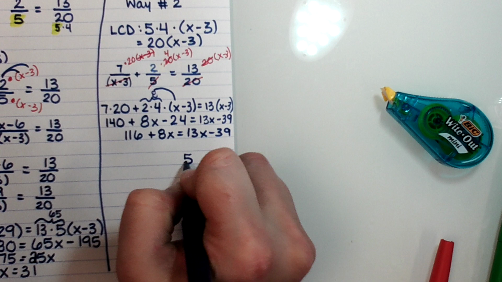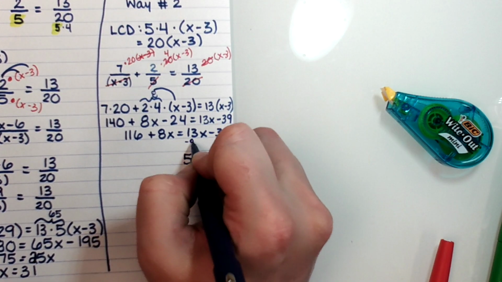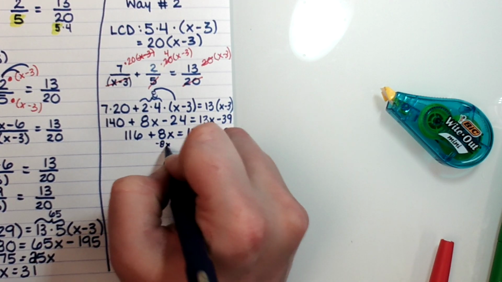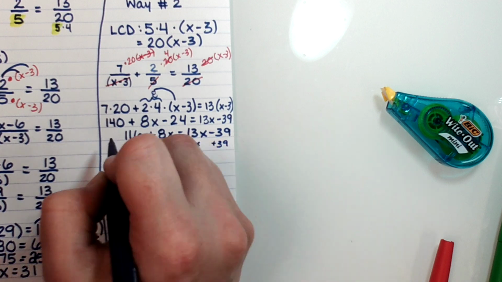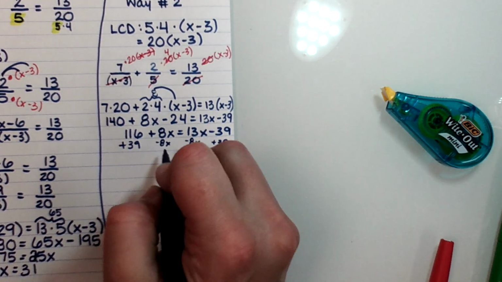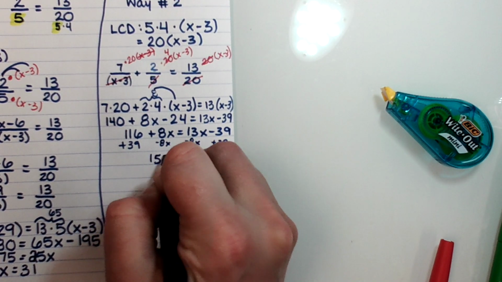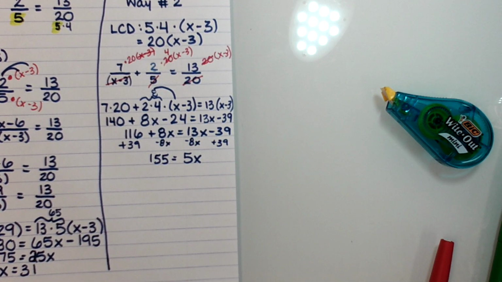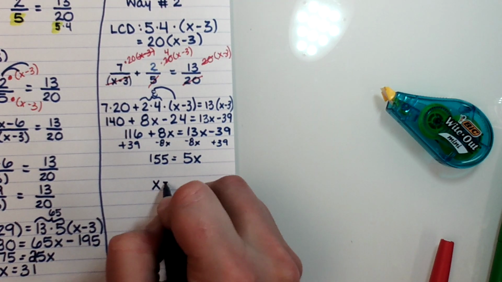Subtract the 8x, I get 5x. Add the 39. Get 155. And divide by 5. Guess what? X is 31 again.